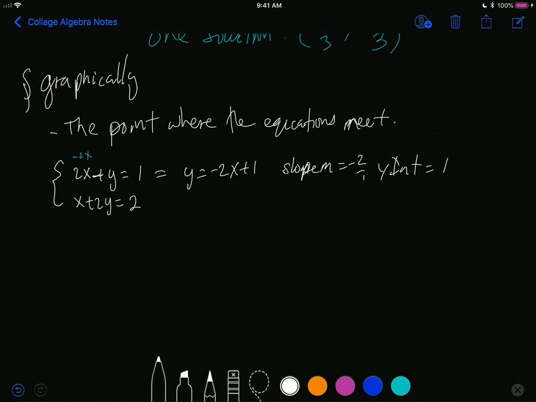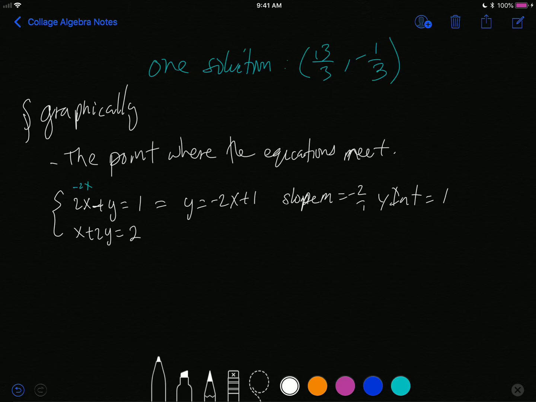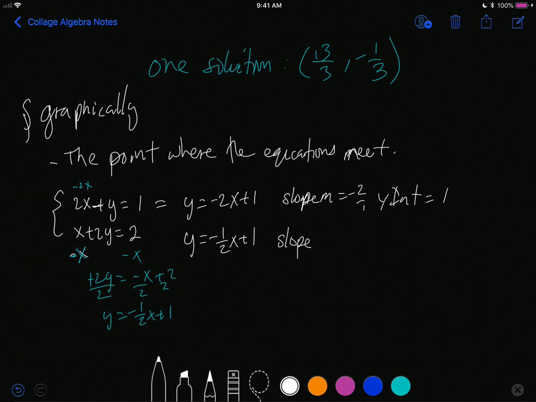Yes? Over here it's a little bit harder. Over here on the other side, I got to subtract x on both sides. So I have 2y equals negative x plus 2, and I got to divide by 2. So I get y is equal to negative 1 half x plus 1. And so that's my equation right here. y equals negative 1 half x plus 1. The slope m is negative 1 over 2, and the y-intercept equals 1.